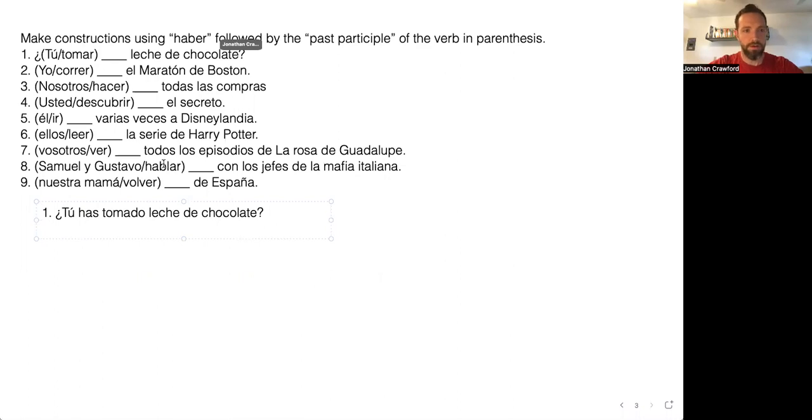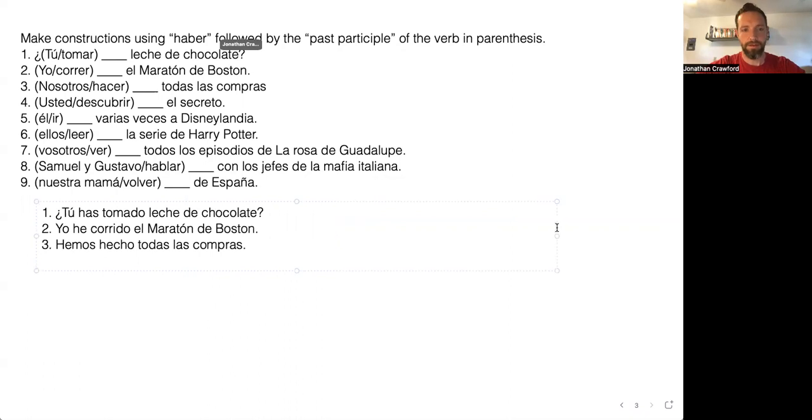And then number two, yo, and it's correr. The yo form is yo he corrido el maratón de Boston. And then hemos hecho todas las compras. Hemos hecho todas las compras.